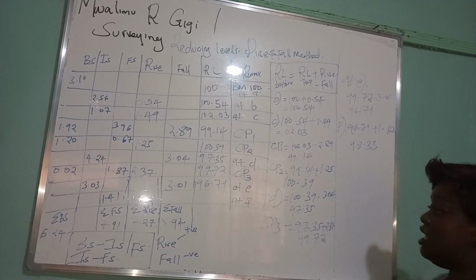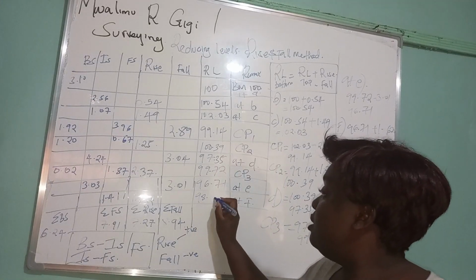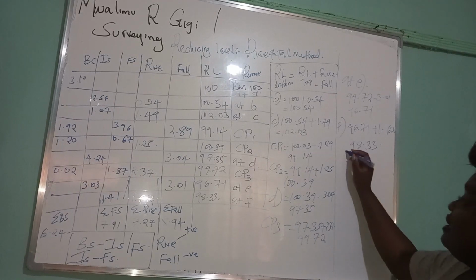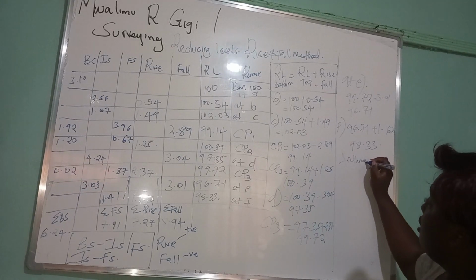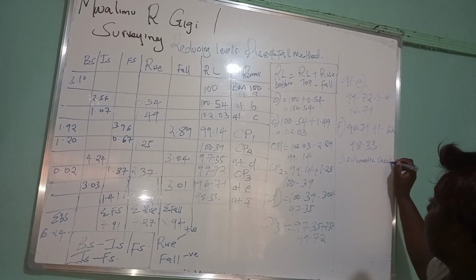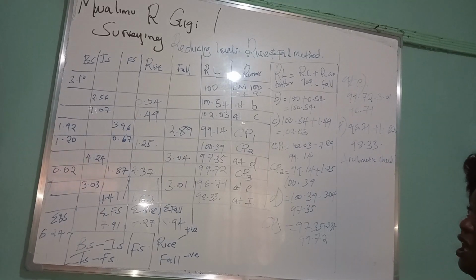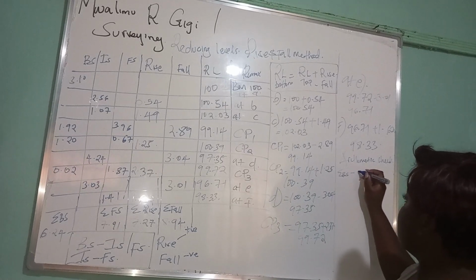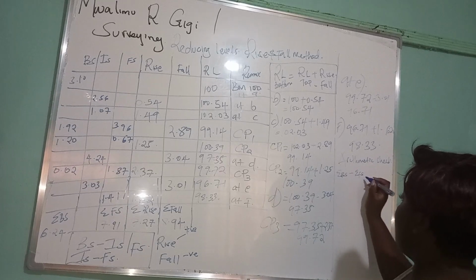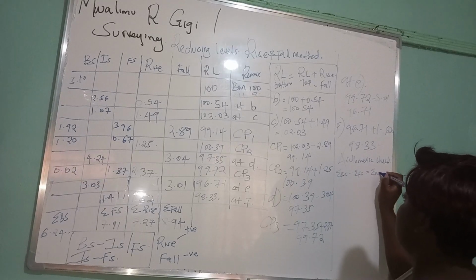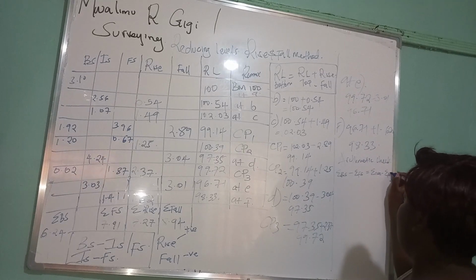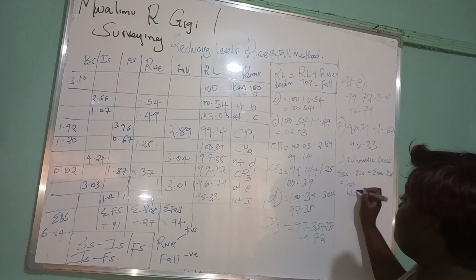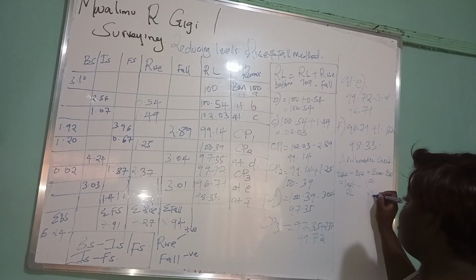So we want to perform the arithmetic check. The arithmetic check for the rise and fall method is the sum of backsight minus the sum of foresight, which should be equal to the sum of rise minus the sum of fall, which should be equal to the last reduced level minus the first reduced level.